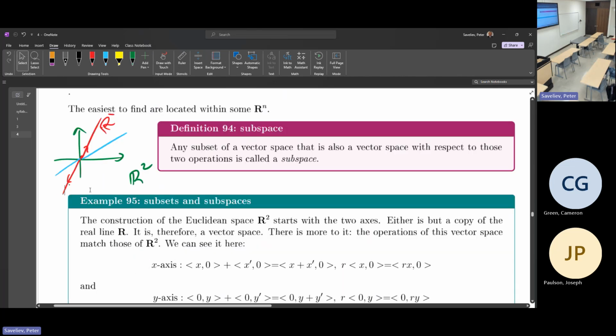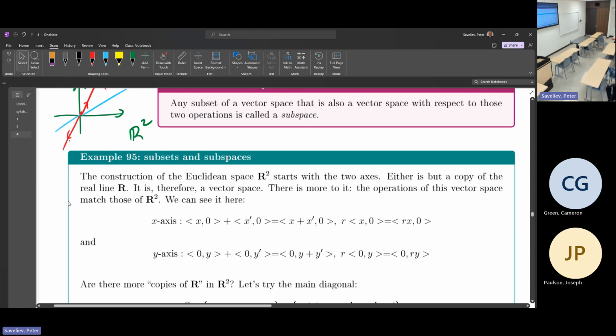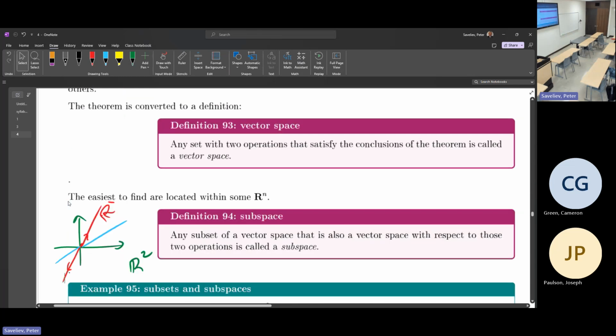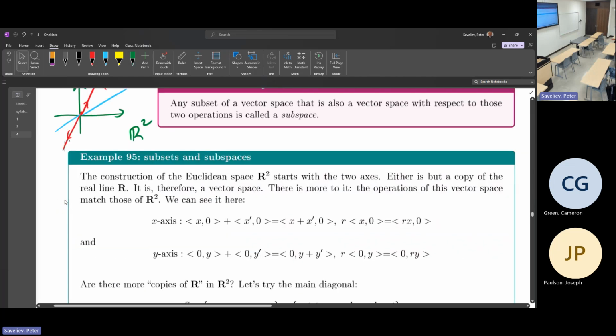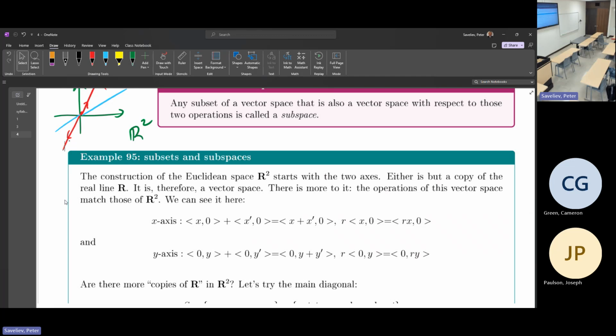So let's look at the algebra. X and y axis to begin with. These are complicated examples; I started with complicated examples. The simplest examples of subspaces of R2 are the axes, and they happen to be one-dimensional.